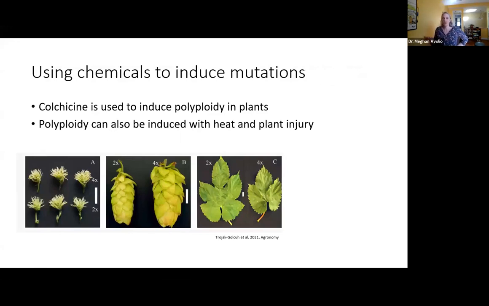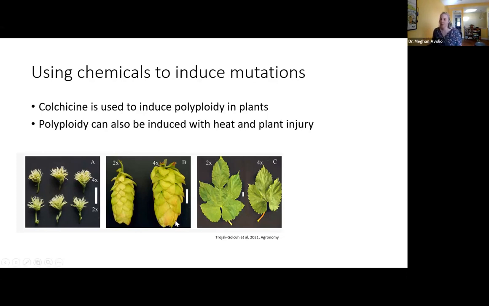Another way to induce mutations in plants is to use chemicals, and colchicine has been used to induce polyploidy in plants. Polyploidy can also be induced with heat or plant injury. When you increase polyploidy, and here we're going from a diploid to a tetraploid or a polyploid, simply having a different number of chromosomes can result in different phenotypes. Generally, tetraploids are bigger plants than diploids. There's a larger genome. This results in bigger plants.